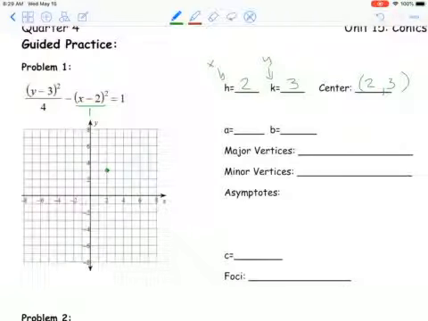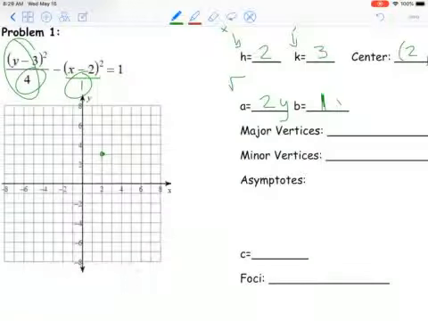A and B are going to come from these denominators, but you square root them. So the bigger one, square root of 4 is 2, but it's under the Y. And then B, square root of 1 is 1. So we're going to count up and down 2. And then left and right 1. So you should have something like this, but we're not going to connect the dots like in an ellipse. We're going to make a box out of them. A dashed line box like this.